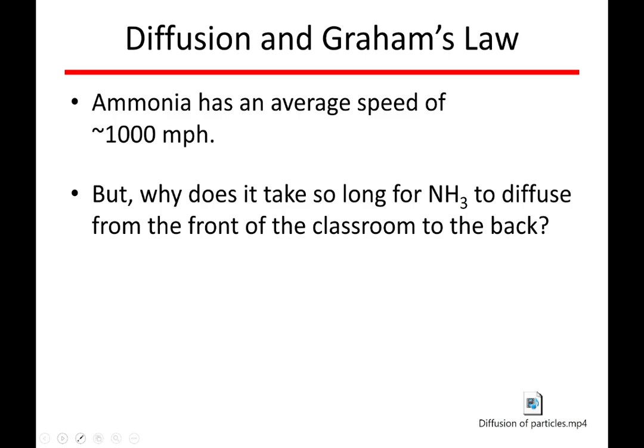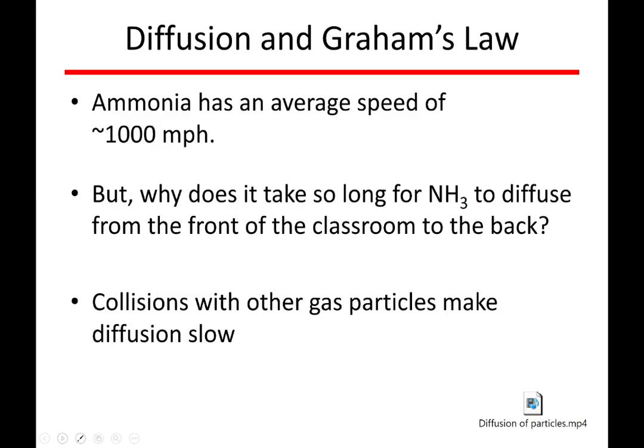So why does that take so long? What makes diffusion so slow? What is it that's keeping the molecules from making their way across the room? Keep in mind that the room is not completely evacuated, right? So it's not like there are no other gas molecules in the room. The room is full of other gas particles from our atmosphere, and collisions between the ammonia gas and the other gas particles in the room will make the process of diffusion slow. All those collisions will inhibit the forward progress of the ammonia gas.